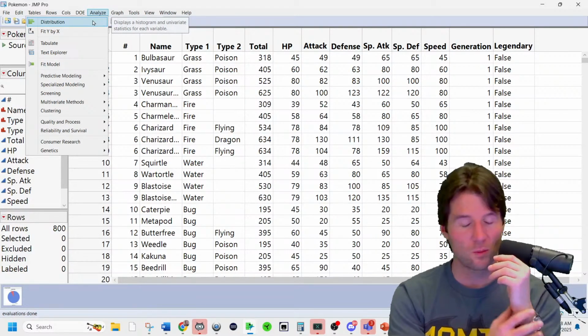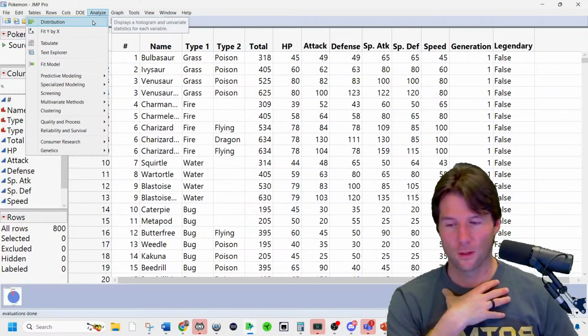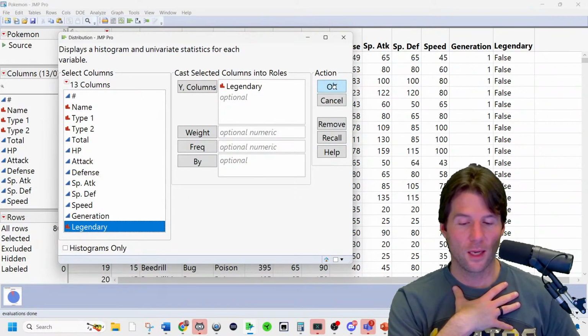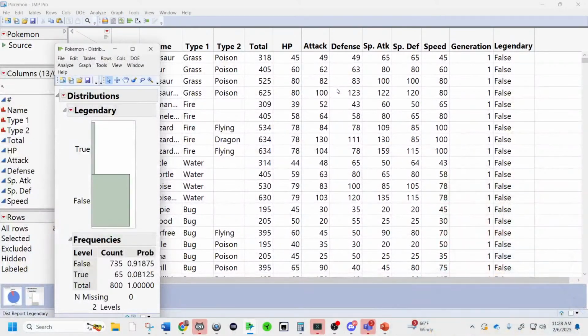There's other ways to do it, Analyze, Distribution. Under Analyze, Distribution, you're simply going to double click the variable of interest, which is legendary, and then click OK. Once you click OK, the red arrows have your options. Click here under distributions. You will use the diamond data set.